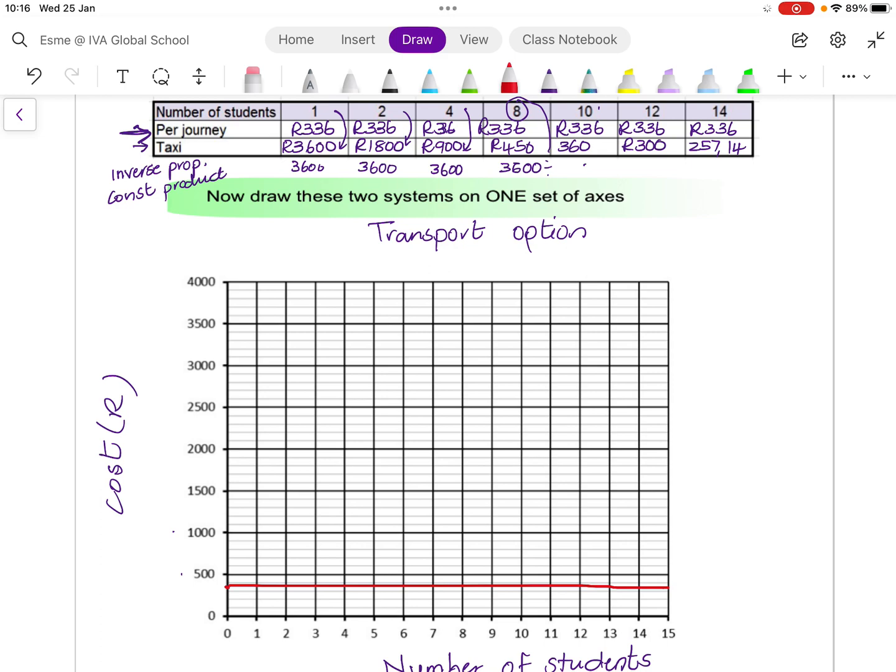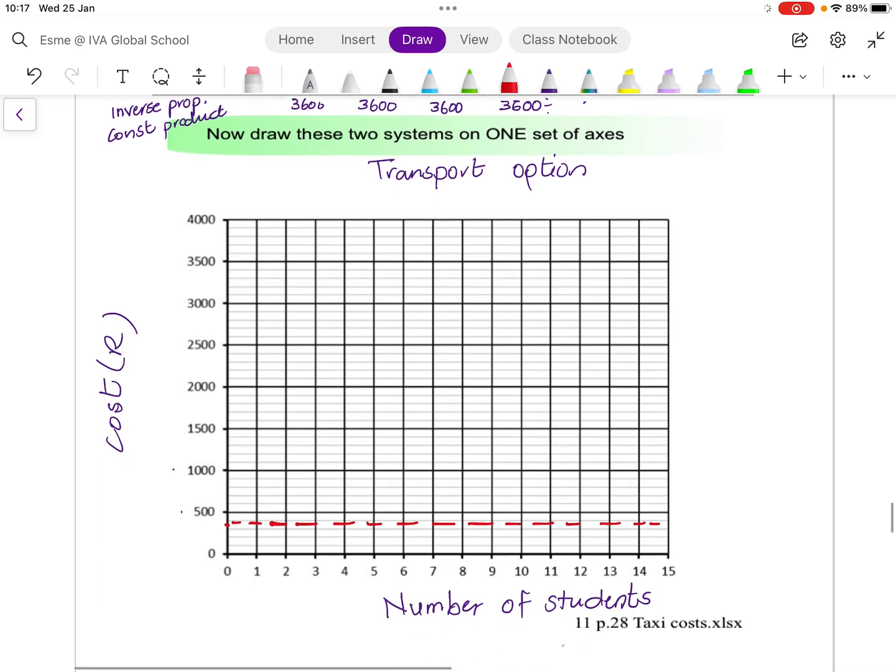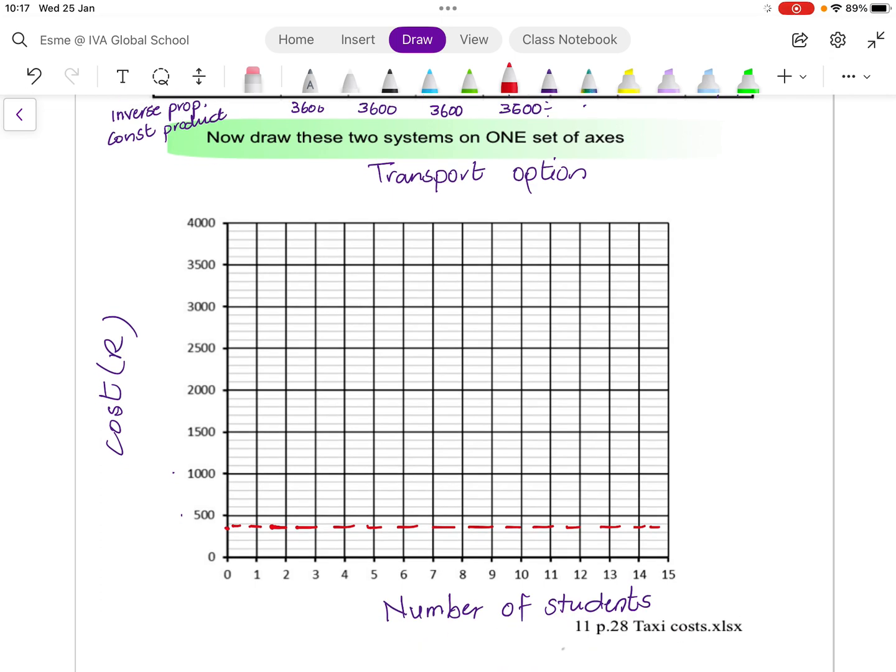relationship. Okay. Oh, and by the way, that should be a dotted line because I can't get half a student. So for that graph, I'm going to draw a dotted line at that value. Right, so I've plotted that graph, and this one would be per journey.